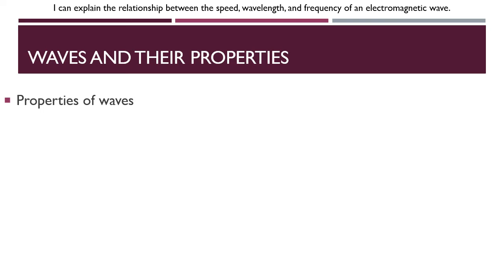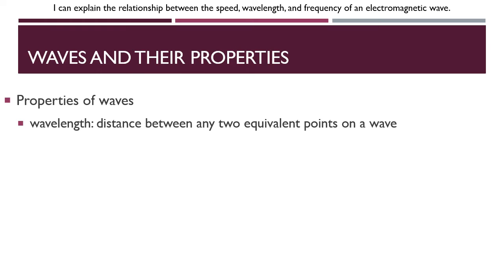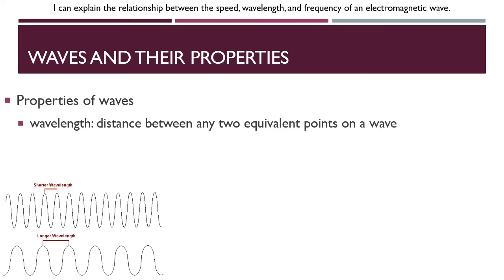So properties of waves. Whether we're talking about a light wave, meaning an electromagnetic wave, or a sound wave, or an ocean wave, all these waves have similar properties. One property of a wave is known as the wavelength, and that's just the distance between any two equivalent points on a wave. So for example, if we had these two waves here, now these aren't pictures specifically of light waves or electromagnetic waves, these are just waves in general. Notice to measure the wavelength, we can measure from one crest or peak to the next peak or the next crest. And notice this wave here on top has a shorter wavelength than the wave here on bottom.